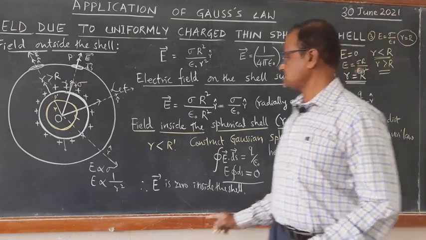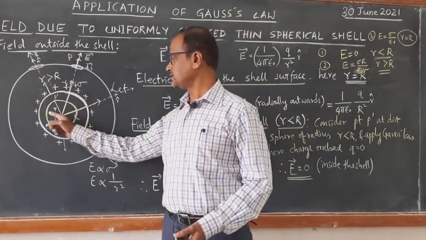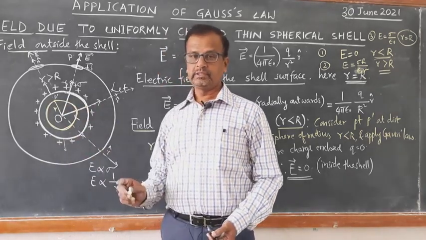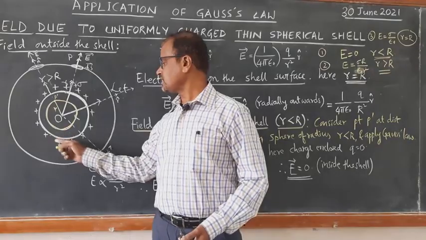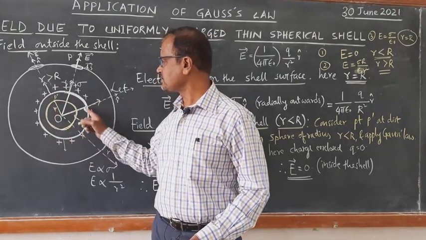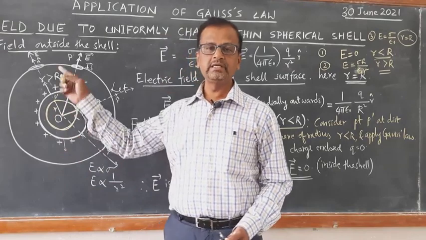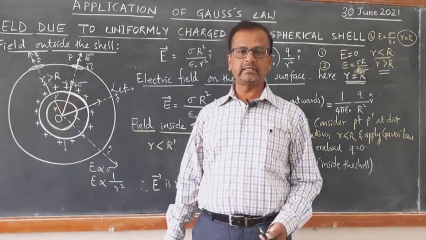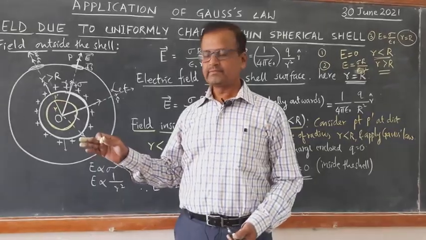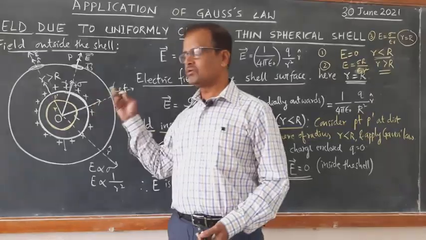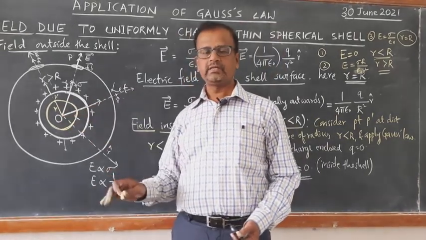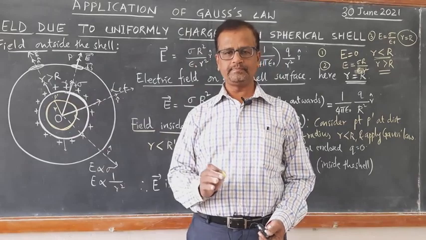So, the last result: the electric field inside the charged shell is 0. Even if it is a uniformly charged conductor also, the electric field is 0 inside the charged spherical conductor. The main reason is there is no charge inside. No charge is present inside the shell. Therefore, the electric field is 0.